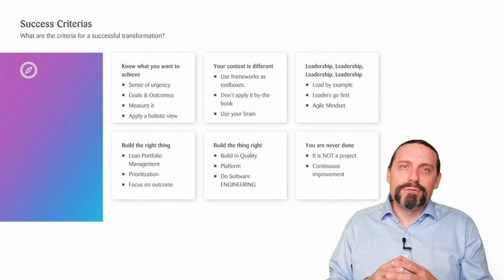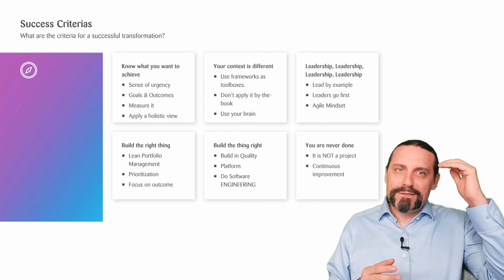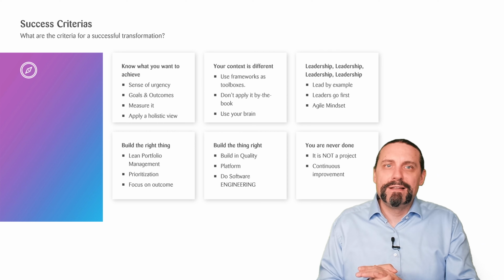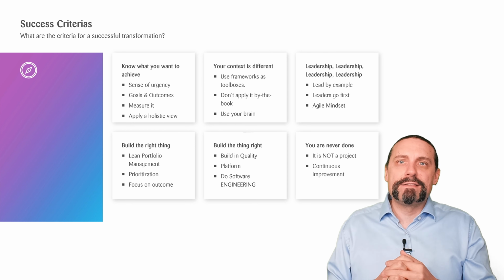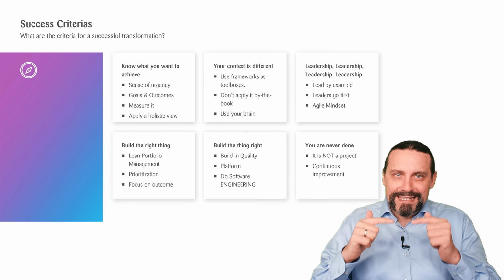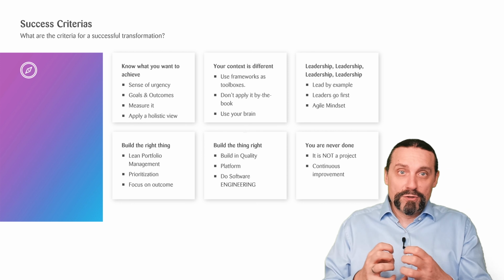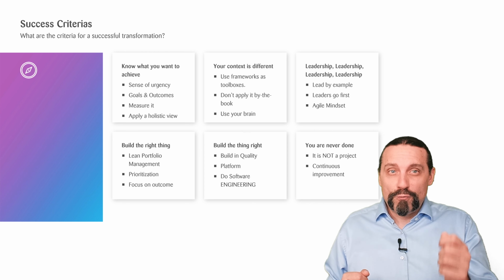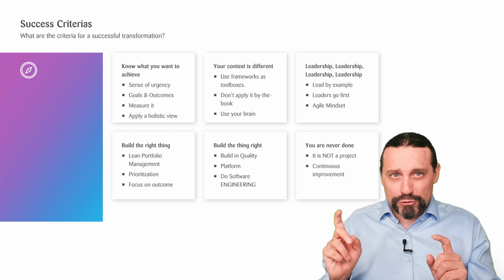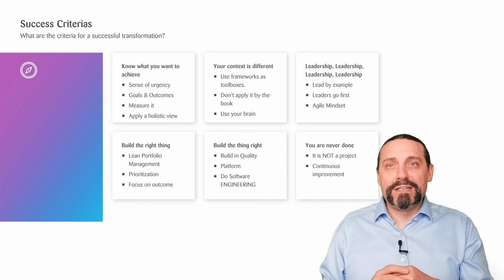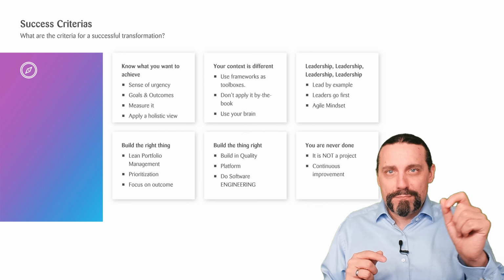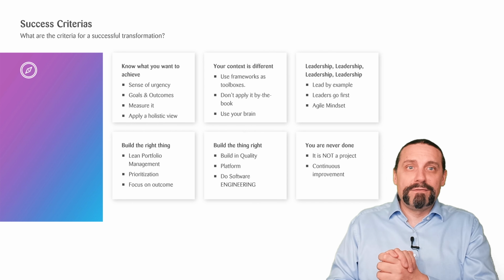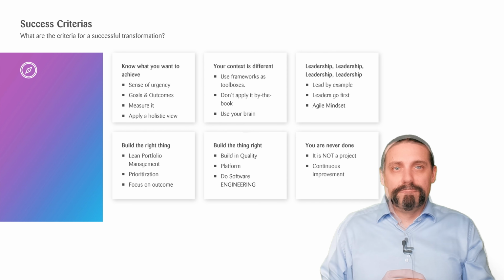It is very important that you have the backup from the top management, from the C-level. They need to see the sense of urgency. You need to have clear goals, what you want to achieve, and you also need to identify what outcomes, not outputs, you want to achieve. And then you need to measure it and also apply that holistic view that we just saw.